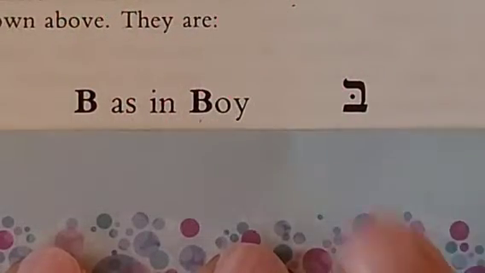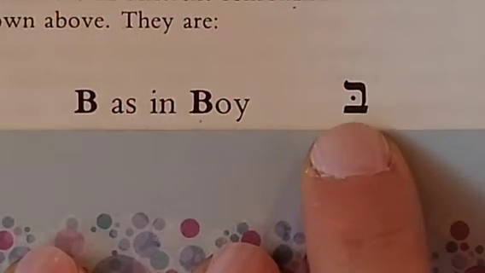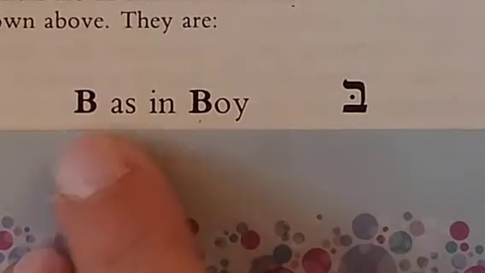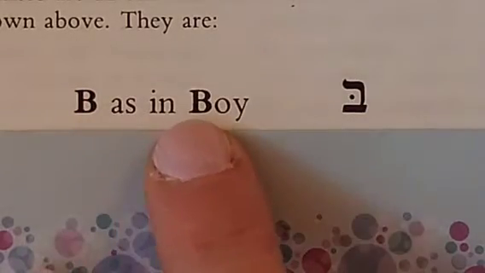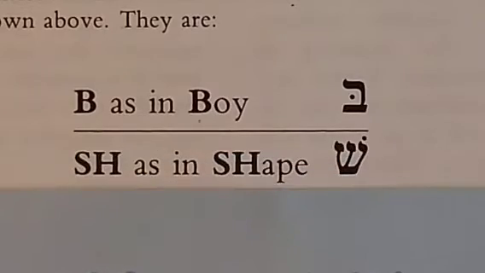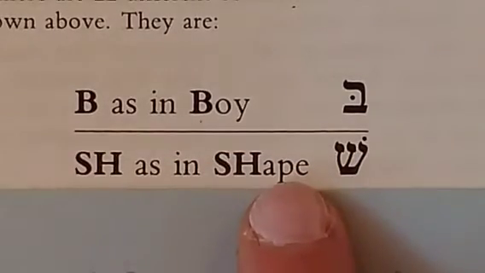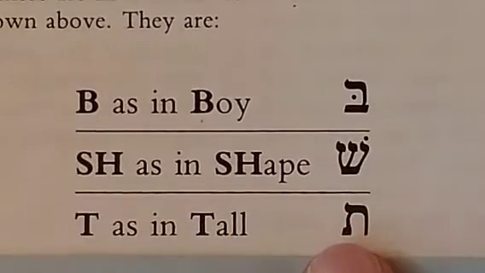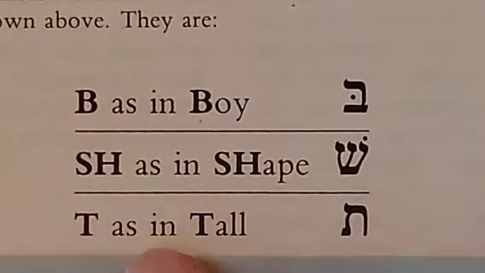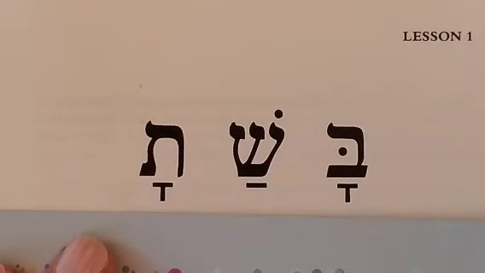All right, excellent job on your first lesson. So we've learned the bet makes the b sound, and the shin makes the sh sound, and the tav makes the t sound on our first lesson. And then we learned how to put the vowel marks underneath our consonants to make the ah sound, as in yacht.